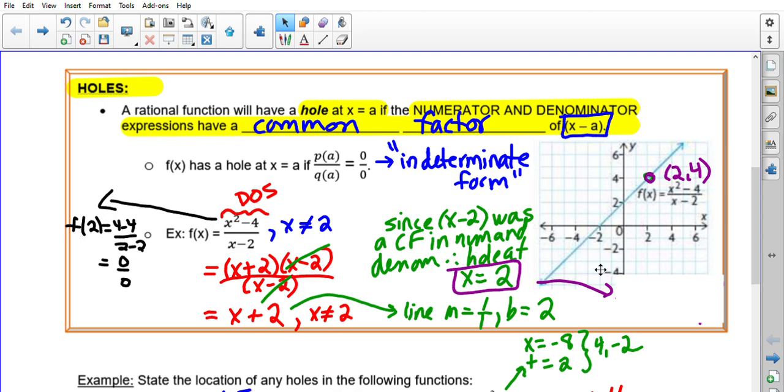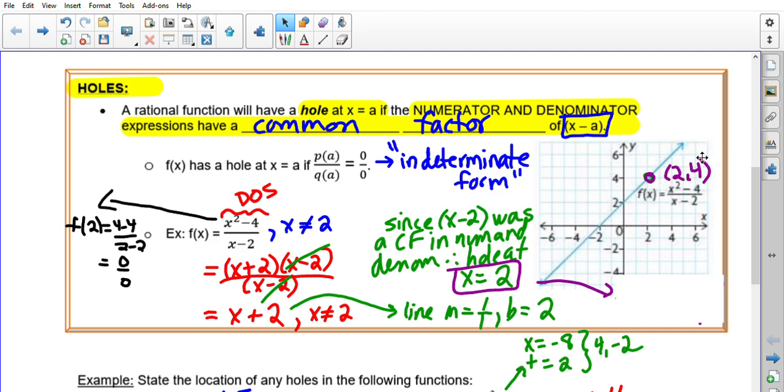So when I draw my line, I'm going to have a slope of 1 over 1, a y-intercept of 2, as you can see in this blue graph here, and then there's going to be a hole at the x value 2. So that's why there is a hole when I go up here.